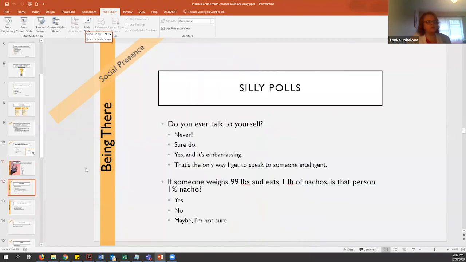Now, some other polls that you might also want to use are some silly polls. For example, I love this one, and I think you like that too as mathematicians. If someone weighs 99 pounds and eats 1 pound of nachos, is that person 1% nacho? So just silly polls, something to engage them, something to get them into the course, something just to brighten their day for a minute. So something silly, those work as well. They do not work as well as the jar. I did get good results, but not the 20% range that I had in the jar activity.